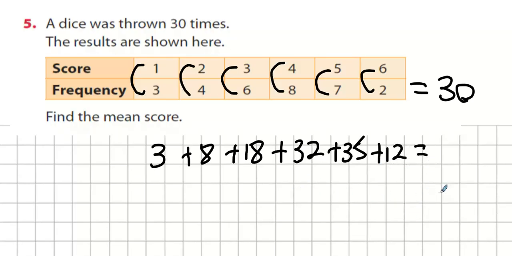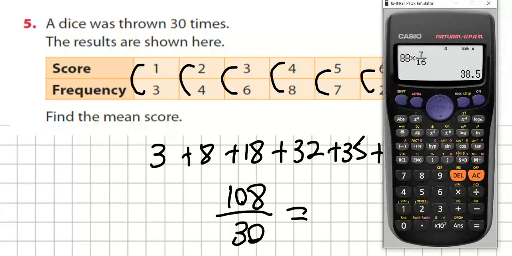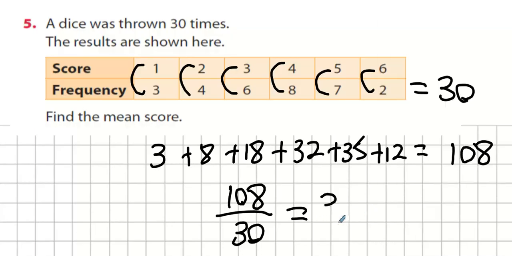What does it add to, lads? Anybody got an answer? 108. It is 108. So 108 scores in 30 throws. So what do we do then? 108 divided by 30. And what's my average then? We got a 3.6.